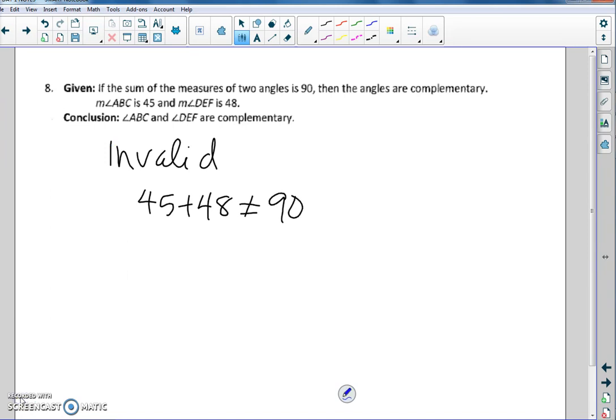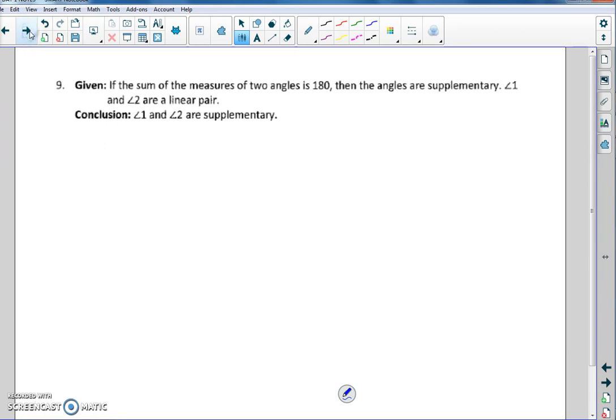These statements though all have to lead in that direction. They give you something, you have to follow from what they lead with. Let's look at the next example.